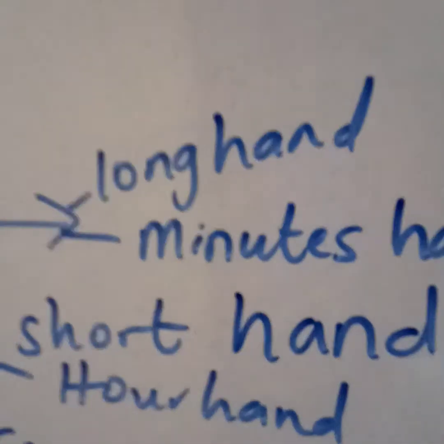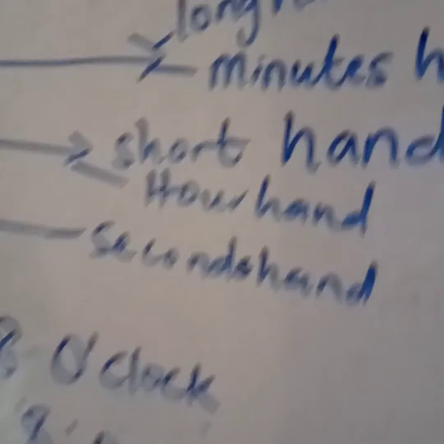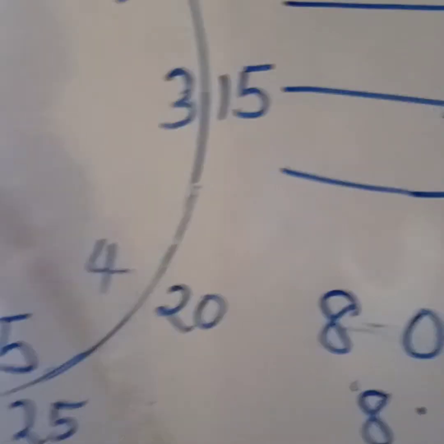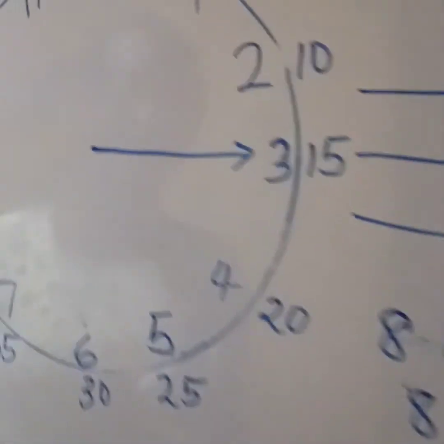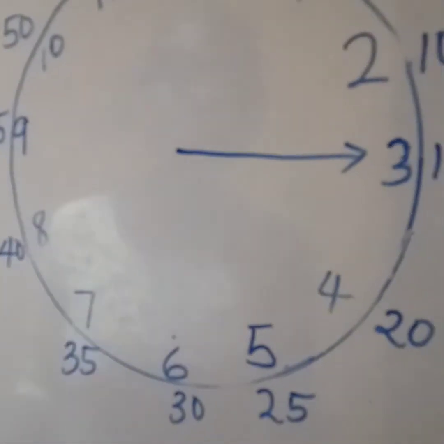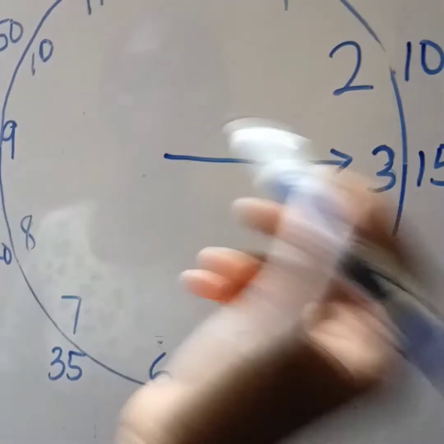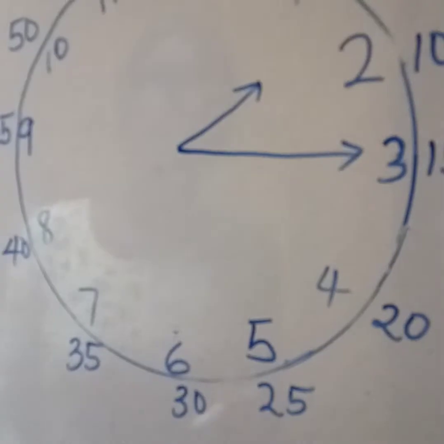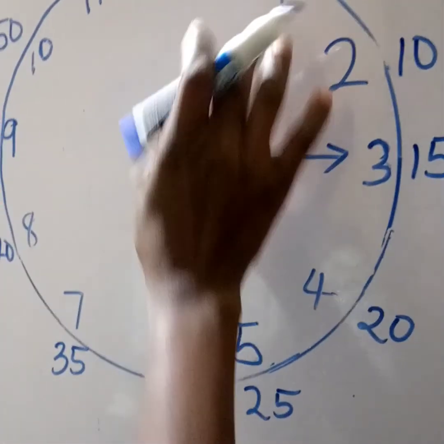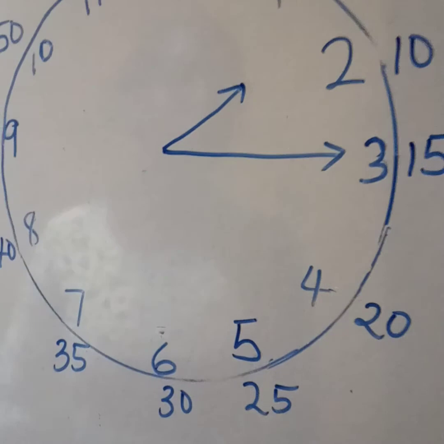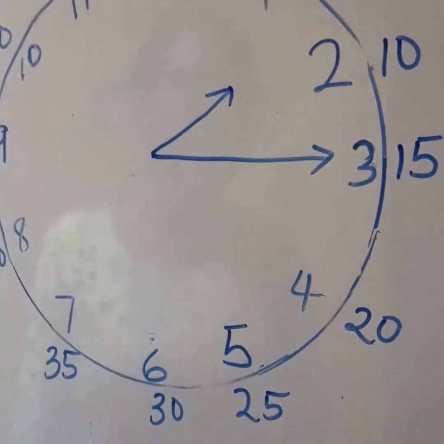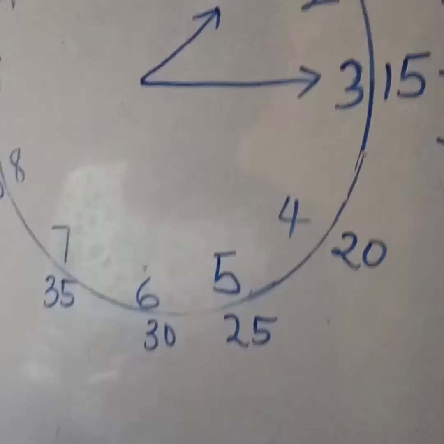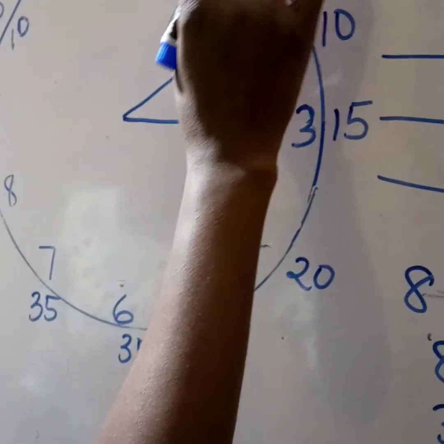We need to check when the long hand is no more on 6. The long hand is now on 3. When the long hand is on 3, then the short hand is at the middle. Always it will be at the middle of 2 numbers. Again, in this case, the short hand is in between 1 and 2. When it's in between 1 and 2, what will be the time? The time in this case will be what? I told you, you will say 1 what?